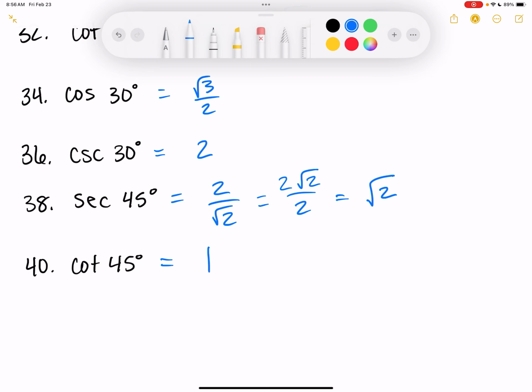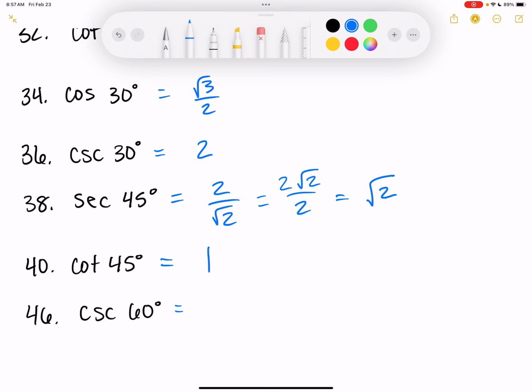46. Cosecant of 60 degrees. So cosecant goes with which function? Sine. And is sine x or y? Y. Okay, so the sine of 60 degrees would be root 3 over 2.